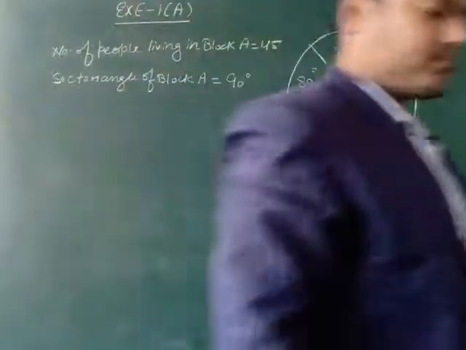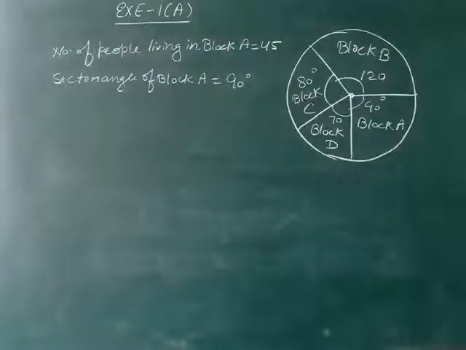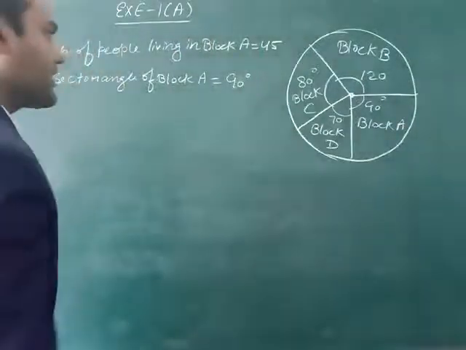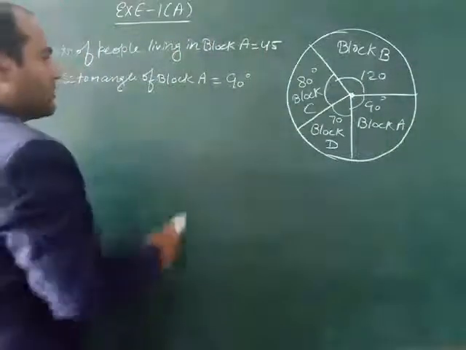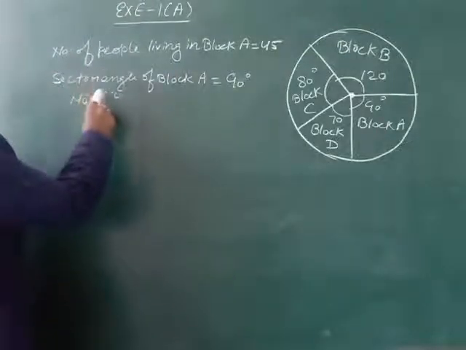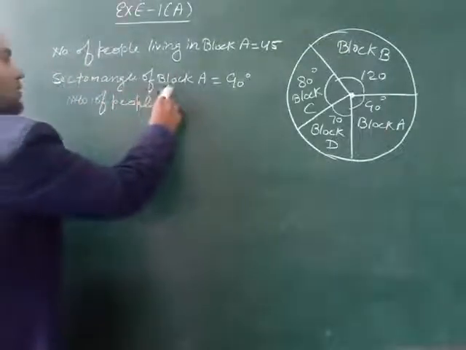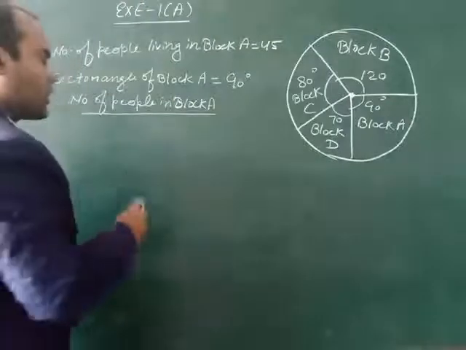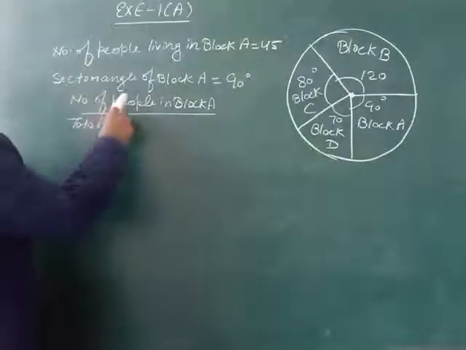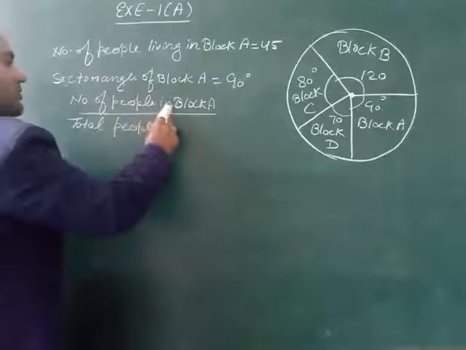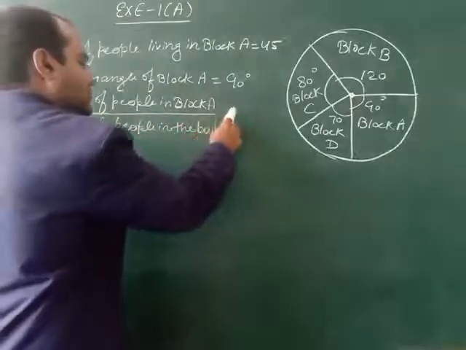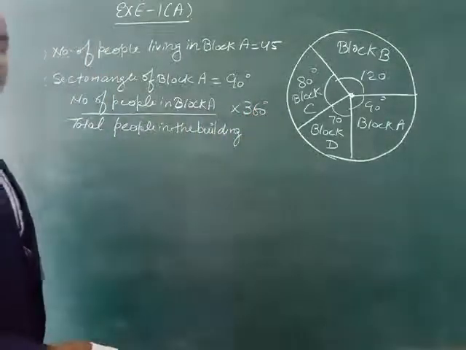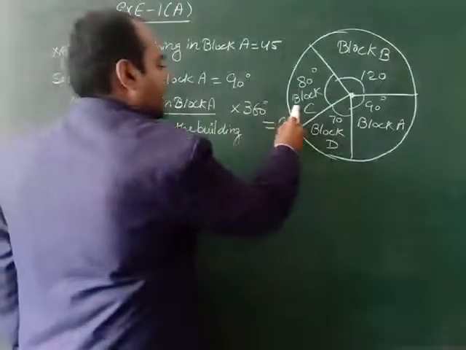Now we have to use the sector angle formula. Sector angle equals the number of people in block A upon, in the denominator, the total number of people in the society or in the building, into 360 degrees. This is the formula to calculate the sector angle, and on the right hand side of the equal sign we have to take 90 degrees.